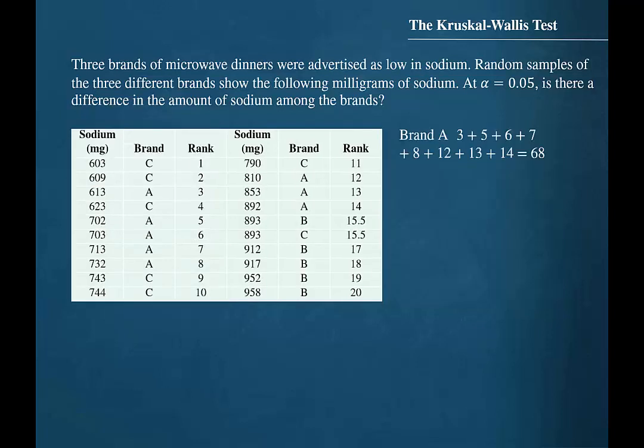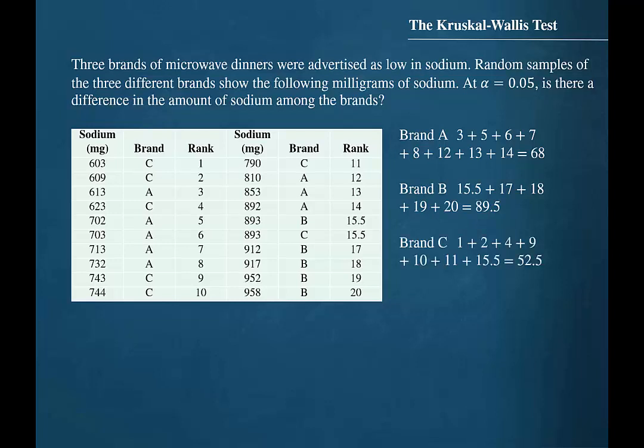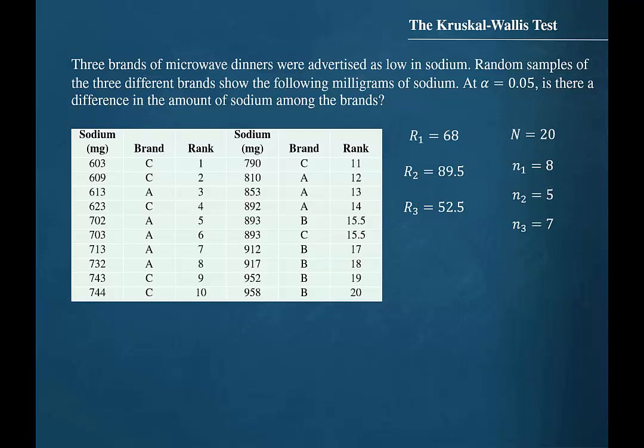Now we will sum each of the rankings associated with brand A for a total ranking of 68. Doing the same with the rankings for brand B, we get a total ranking for brand B of 89.5. The brand C total ranking is 52.5. We will use the symbols R1, R2, and R3 for these ranking totals.